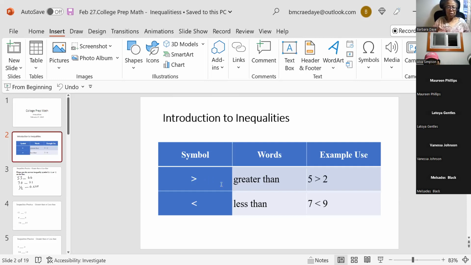Okay. Introduction of inequalities. Greater than, you see the symbol. 5 is greater than 2. Less than, 7 is less than 9.